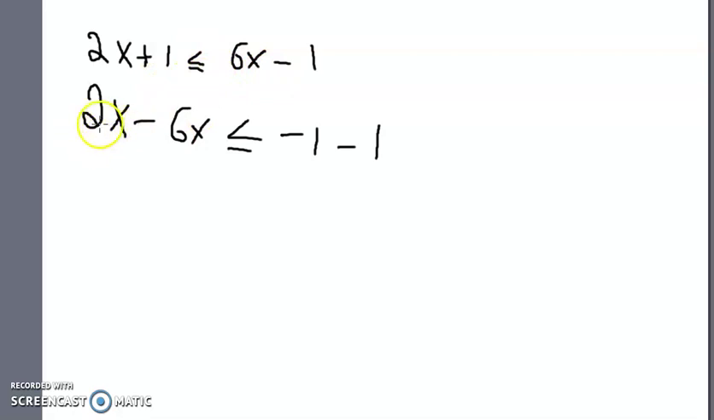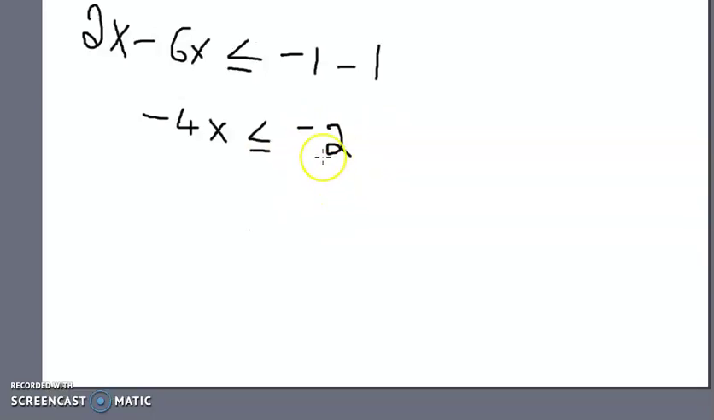Okay. So 2x minus 6x is equal to negative 4x. And here, less than or equal to, what do we get? We get negative 2, because negative 1 minus 1, so it's negative and negative, we just add them and get negative 2. So from there, now we are going to divide by negative 4 on both sides.